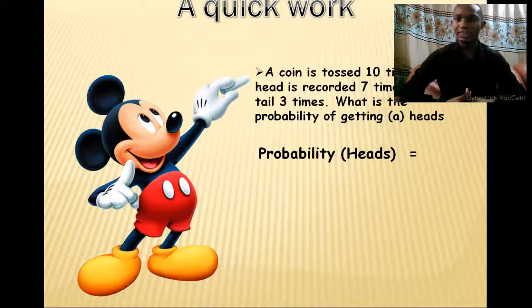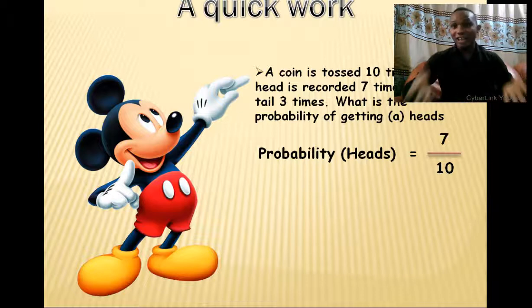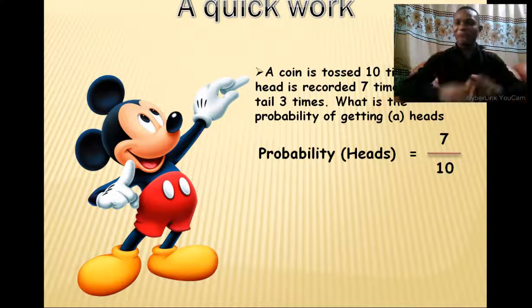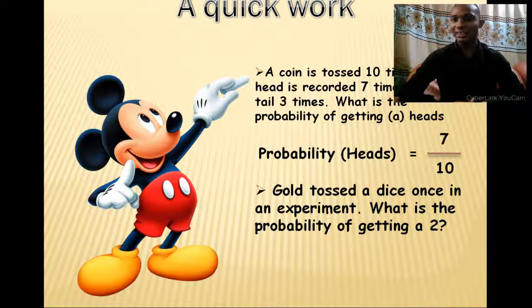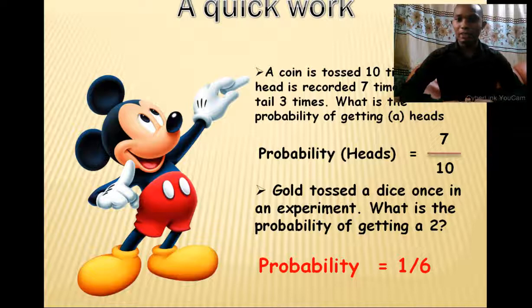We have probability is equal to the total number of heads recorded, which is 7, over the total outcome, which is 10. If you actually got 7 over 10, a big bravo to you. Okay, let's go to the next question. A dice is tossed once in an experiment. What is the probability of getting a 2? Let me give you a little time to answer the question. You can pause the video and continue when you're done. Then we have probability is equal to 1 over 6, because 2 occurs once on a dice.